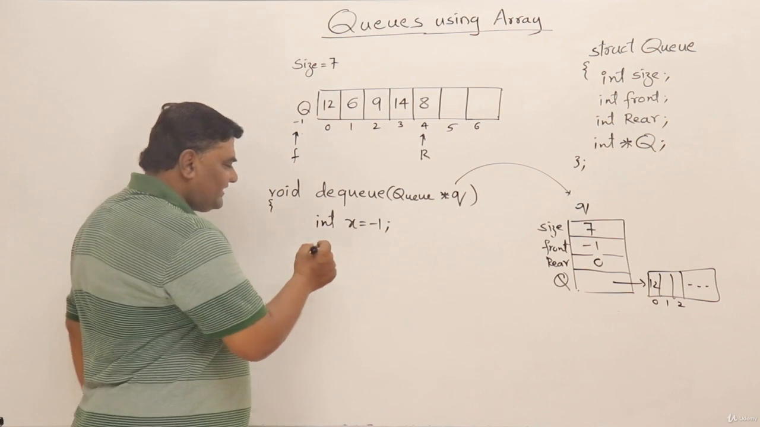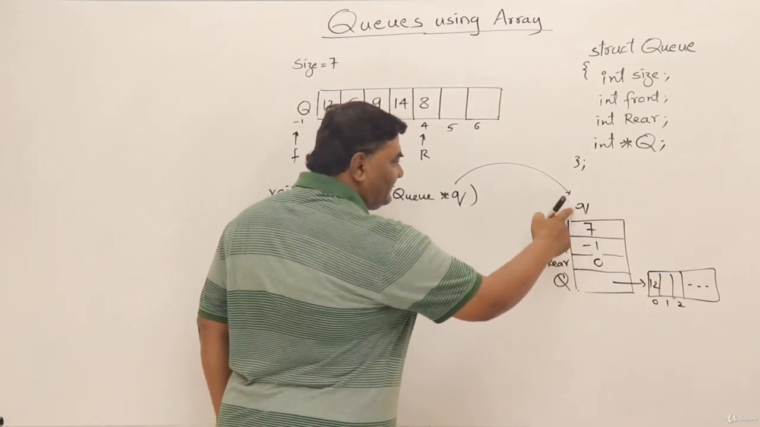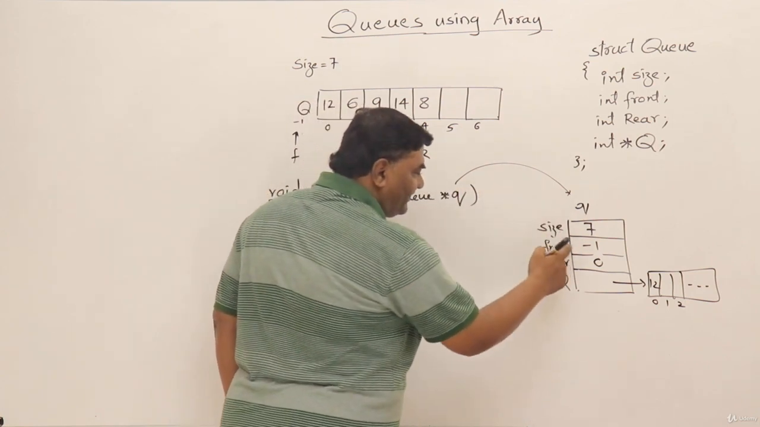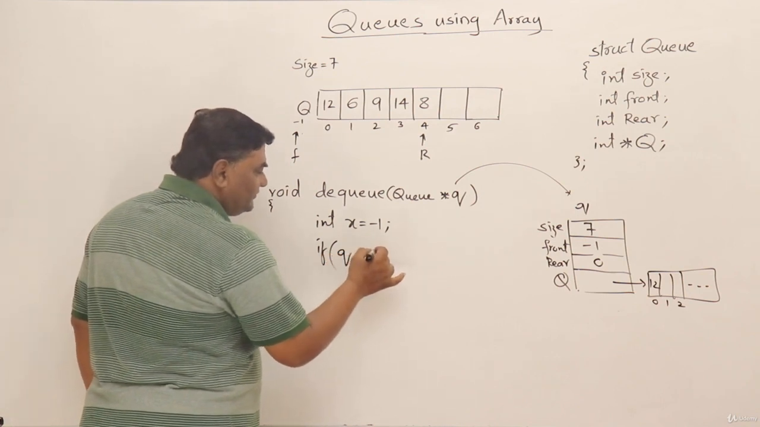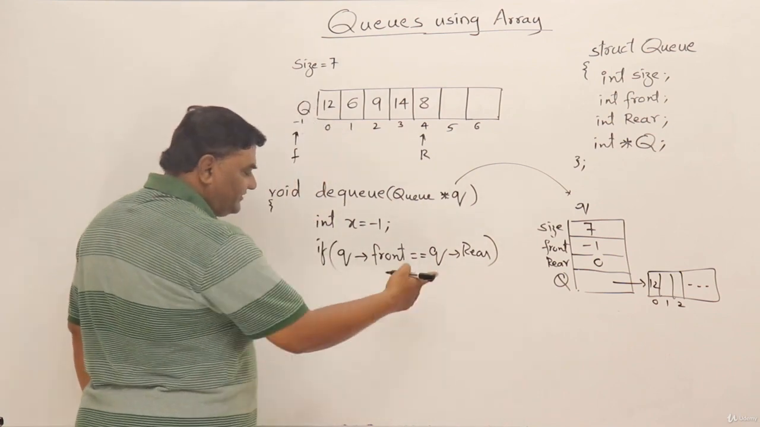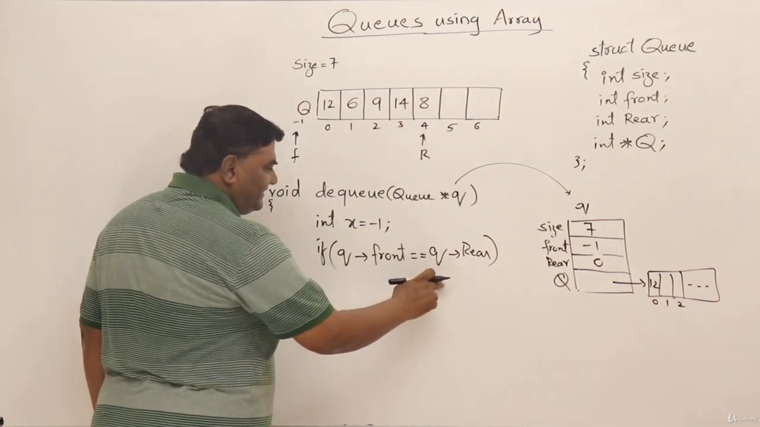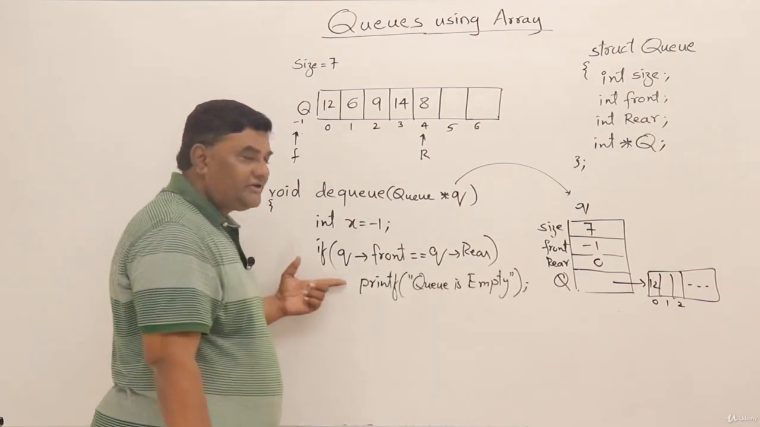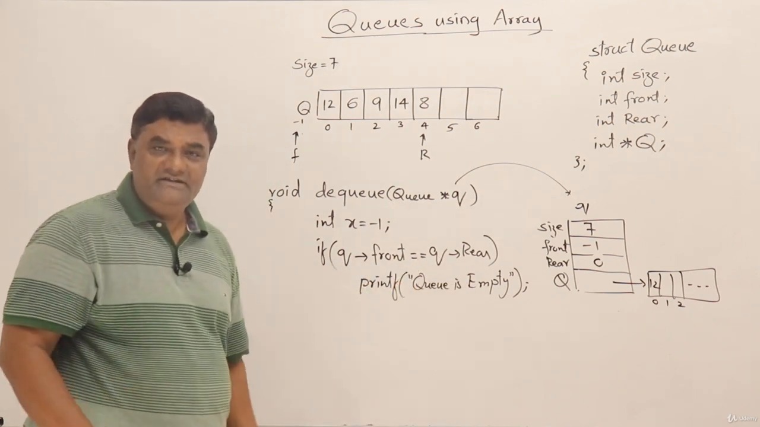So first I should write the condition that if front and rear are equal. Whose front and rear? Q's. I can access this using the arrow operator. So if Q's front is equal to Q's rear, then I should just display a message that Q is empty. So printf Q is empty. If front and rear are equal, Q is empty. I cannot delete any element.